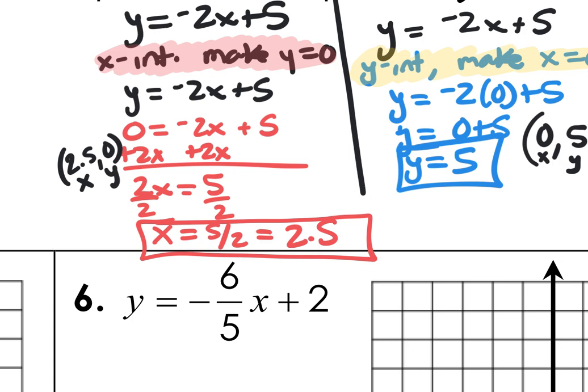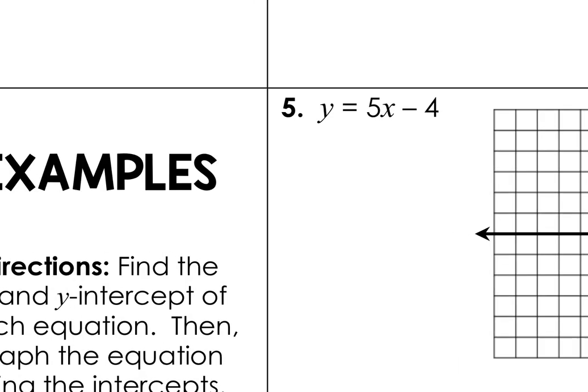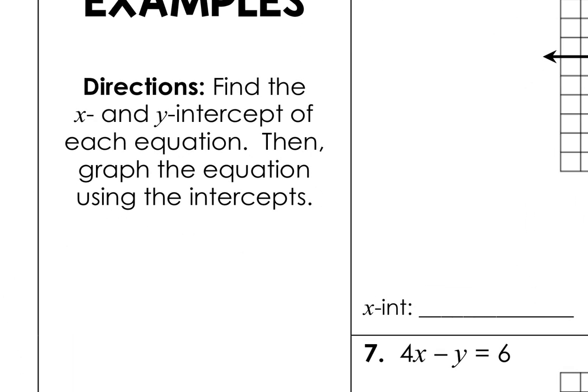So let's take a look at example number 5. It's pretty quick, it's pretty easy, especially if you have your calculator. It says, find the x and y intercept of each equation, then graph the equation using intercepts. Hey guys, you are going to see something like this Friday. If it says to graph using intercepts, that's how you need to graph it. So when I check your quiz, this is what I'm going to look to see. Did you graph using intercepts?